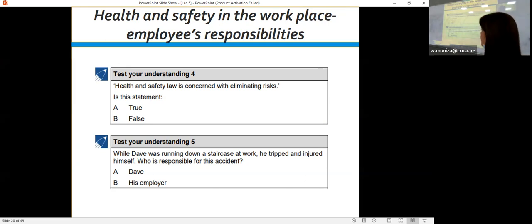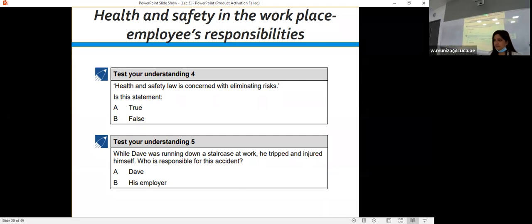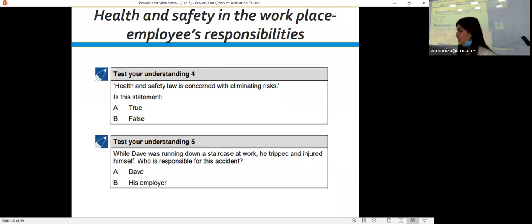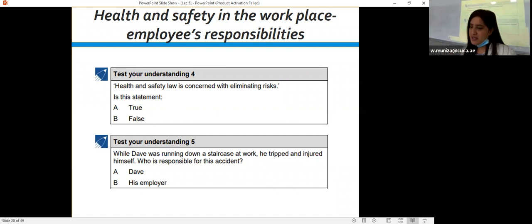Okay, then test your understanding 5. While Dave was running down a staircase at work, he tripped and injured himself. Who is responsible for this accident? Dave himself or his employer? Dave has been running in the office and he has slipped and injured himself. Is his employer responsible for that injury or Dave himself? Who is responsible? Dave. Dave himself is responsible for that injury.